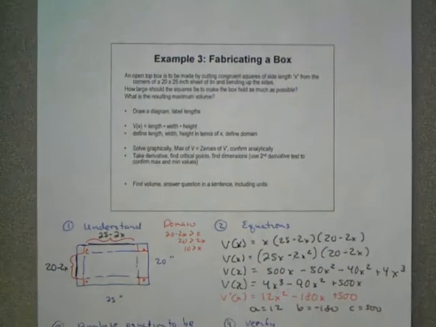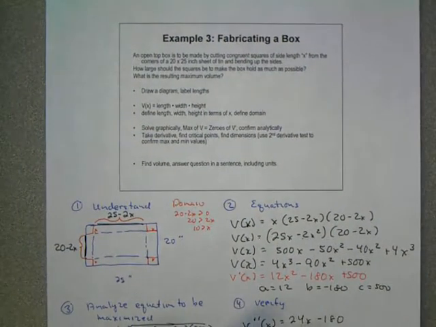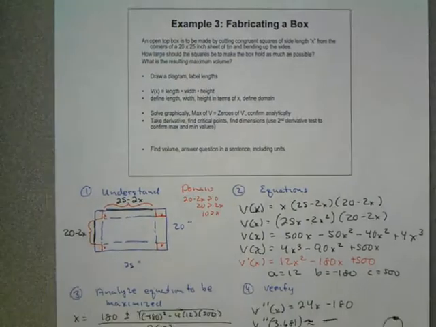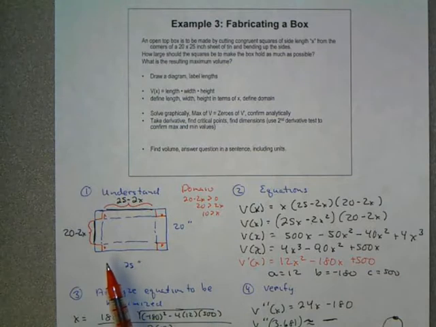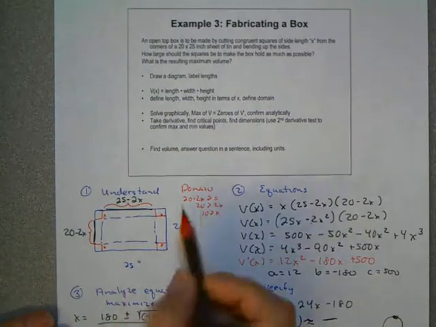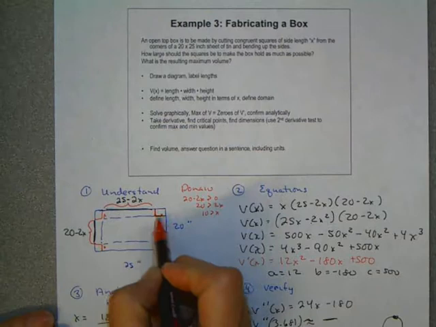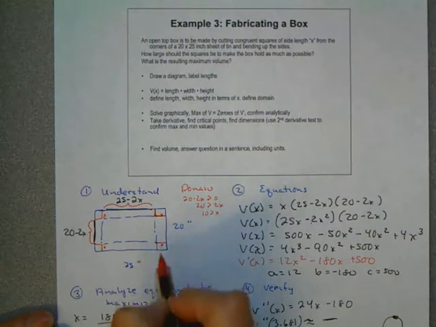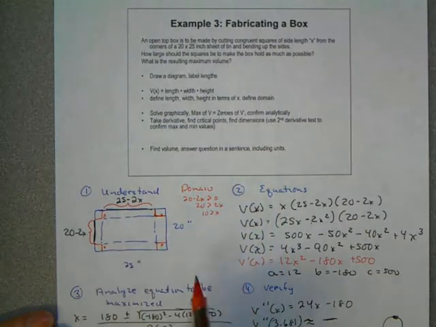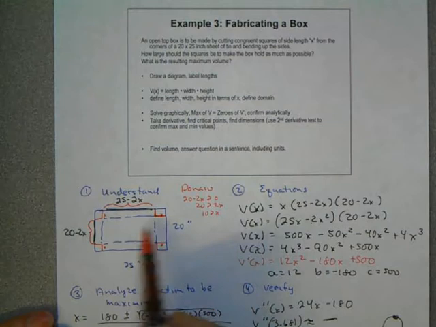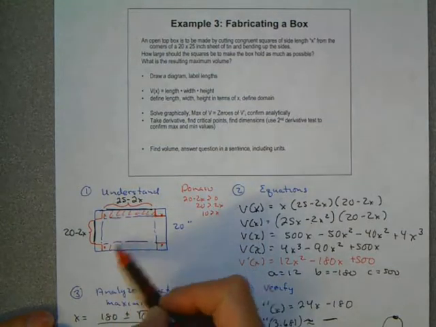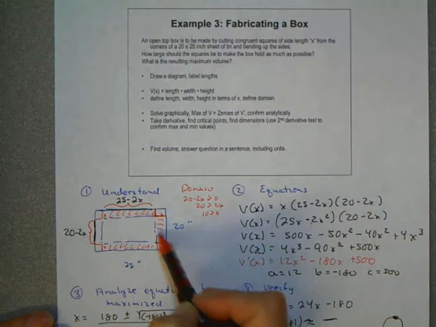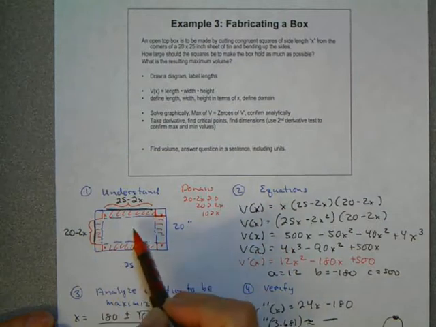If we go along with our idea of understanding the problem first, I drew this nice box. It's a 20 by 25 sheet of tin, and we're going to cut out squares of side length x from each corner. Well, if we do that, what we'll have left when we fold up these sides, this is the side of the box, and this will be the base of the box.